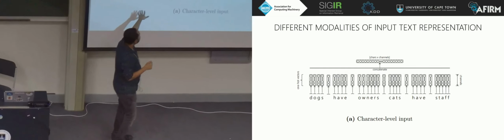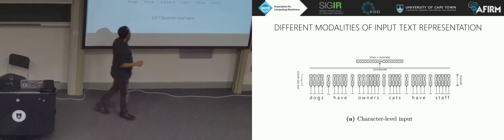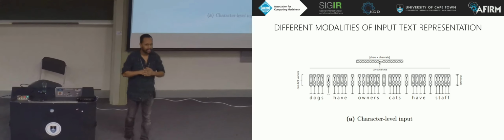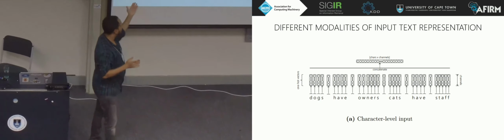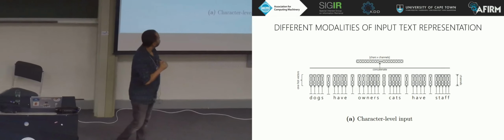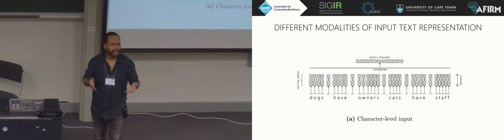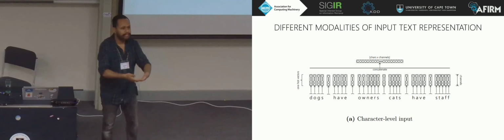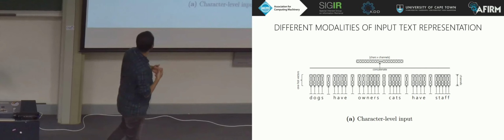So let's say we have this very wise statement. For anybody who's a dog lover or cat lover in the audience, it's a fact: dogs have owners and cats have staff. So let's say you have this piece of string and you want to encode it in a way that you can then feed it to a neural model or some other machine learning model.